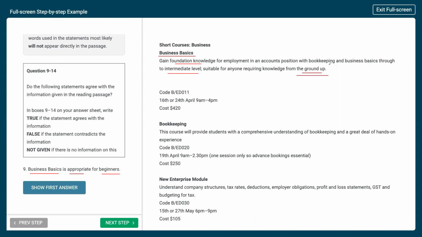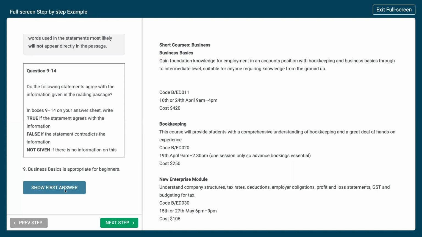Okay, and already I see ground up. We did not think of this synonym, but it's an excellent way to say right from the beginning. And really, this is the phrase that we should be looking for. Suitable for anyone requiring knowledge from the ground up, right from the beginning. This business basics is appropriate for beginners, absolutely. So the information in the passage confirms what we see here in our question statement.